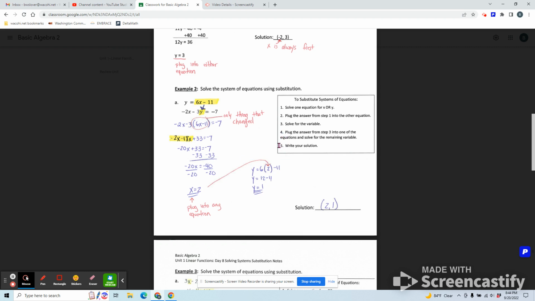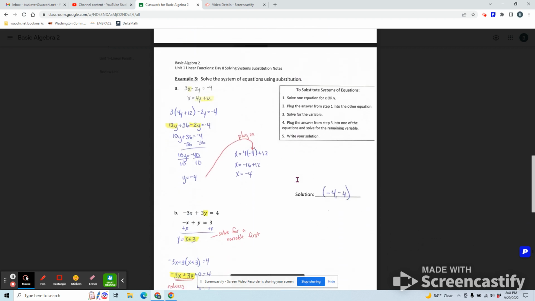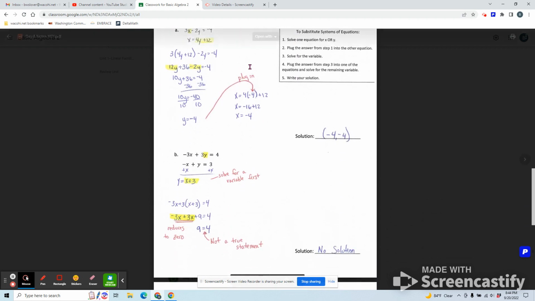So I completed step 4. And now I'm at step 5 where it says write your solution. So my solution in this case is an ordered pair of 2 comma 1. So these two lines intersect at 2, 1 on a graph. If I weren't to graph them, x is 2, y is 1. I plug it into both equations. It makes them both true. That's my solution to my system. So there's example 2. And then here's just some more examples.